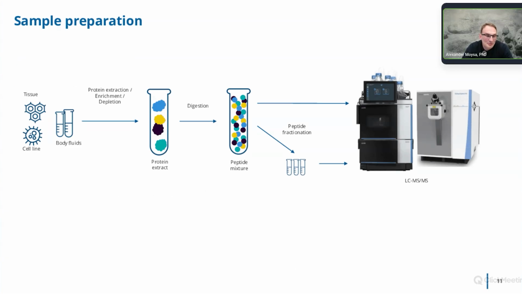Sample preparation for the proteomics experiment consists of several main stages. It includes protein extraction. In some cases, protein extraction may include enrichment of low abundant proteins or depletion of high abundant proteins. After that, we have protein digestion. After digestion, the resulting peptide mixtures can be analyzed directly by LC-MS or can be additionally fractionated to increase the depth of protein coverage.